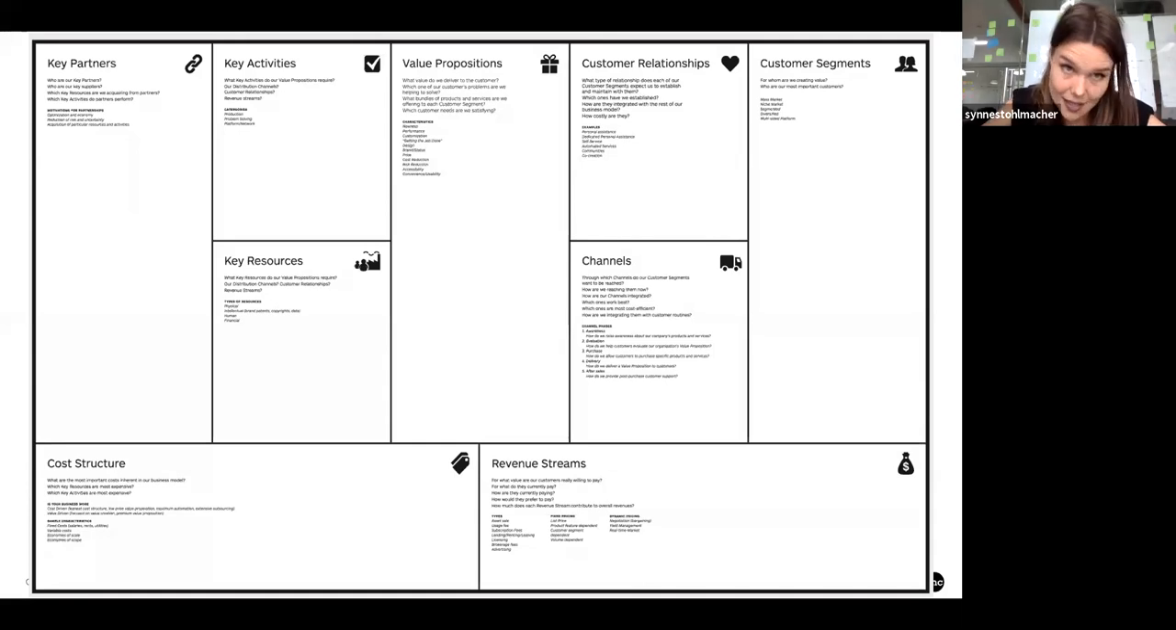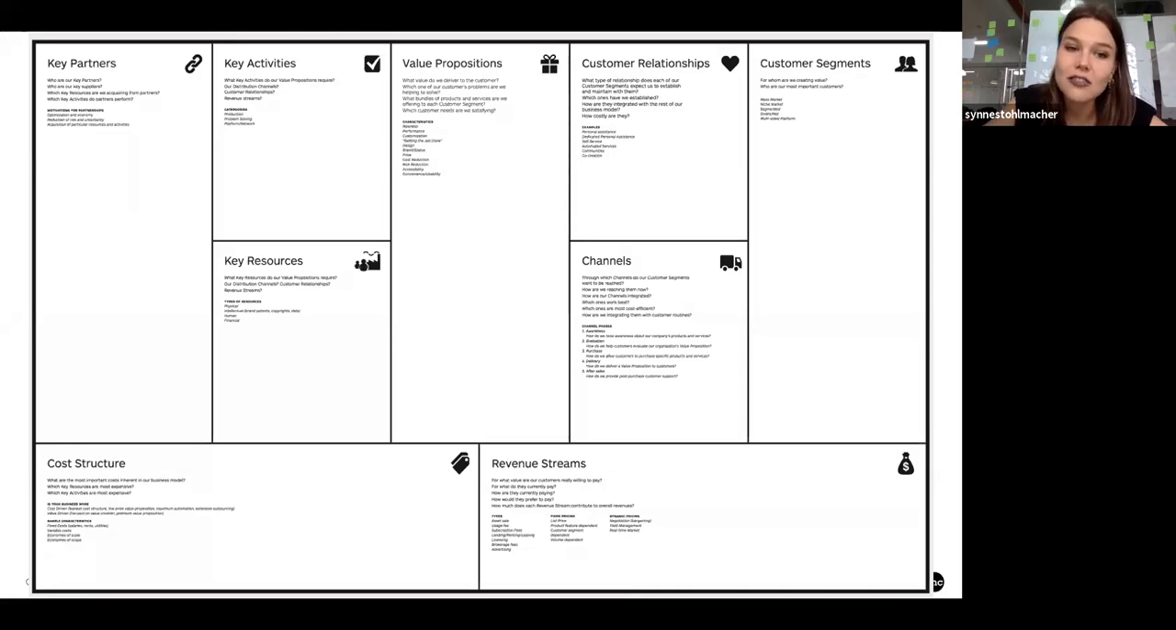On the left-hand side of the canvas, you can see that we have key activities. So what are some of the key things that we are doing to be able to deliver our value proposition? Then we have key resources. So what are the resources that we need to have internally to be able to deliver the value proposition? All the way to the left, you can see key partners. A lot of different organizations have a lot of key partners that they have to partner with to be able to deliver their value proposition. Then the key activities, key resources, and key partners are normally what bring us to the different costs and the cost structure of an organization.